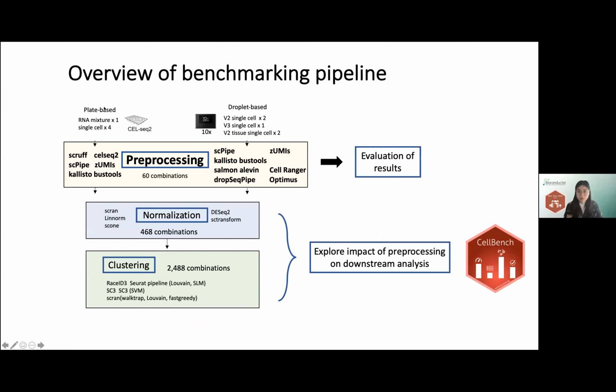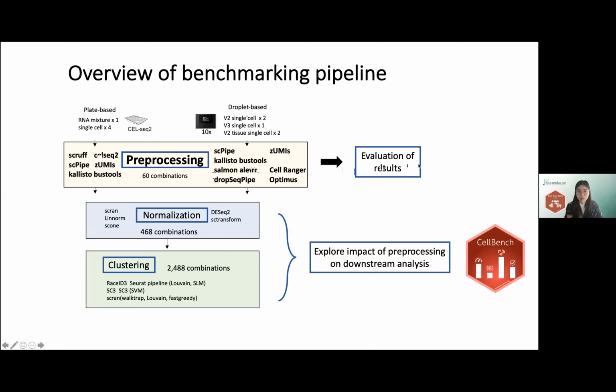So here, I first list the data sets I just showed you that I would use. Next, these data sets are delivered to the pre-processing workflows, and these are the names of the workflows I chose to evaluate. I would both directly assess the quantification of the raw count matrix, and I also want to explore the impact of the preprocessing on the downstream analysis with the help of another wonderful package, CellBench.